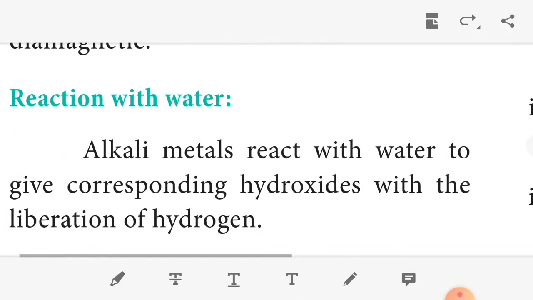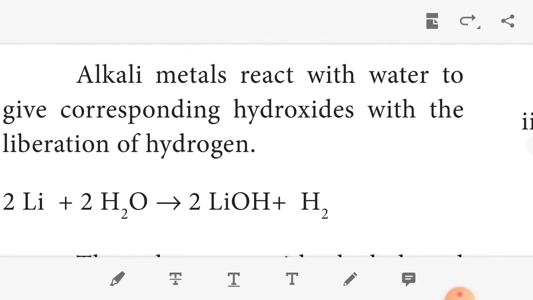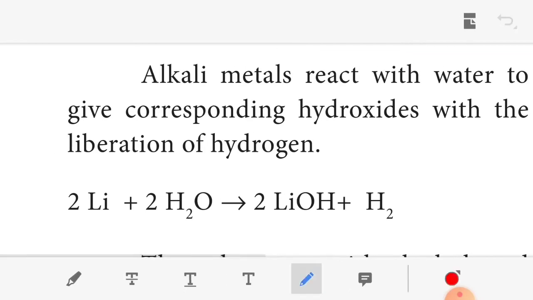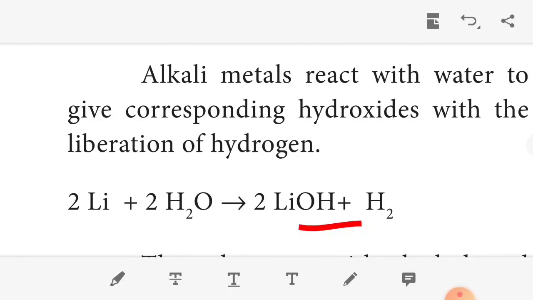The next topic is reaction with water. Lithium reacts with water to give lithium hydroxide. We already discussed that alkali metals form oxides and hydroxides. So this is a hydroxide. Lithium reacts with water to form lithium hydroxide. It also reacts with alcohol and with alkynes. Sodium reacts with alcohol to form sodium ethoxide.